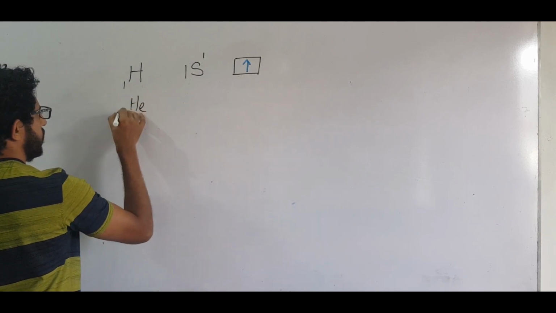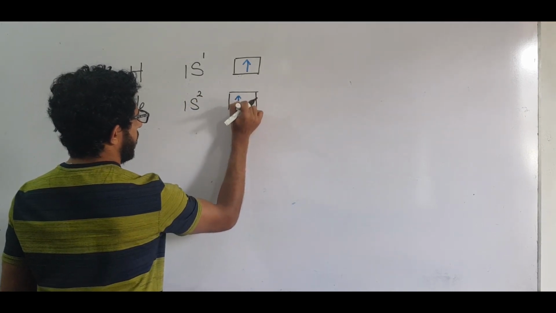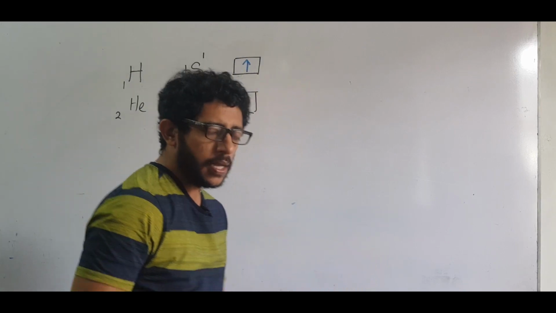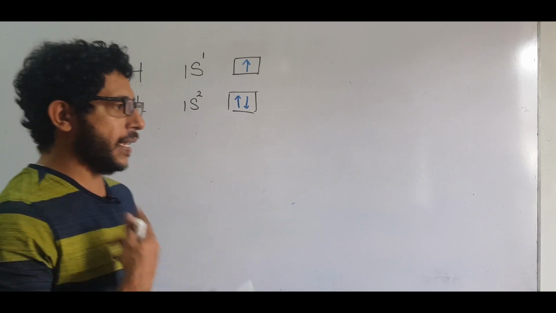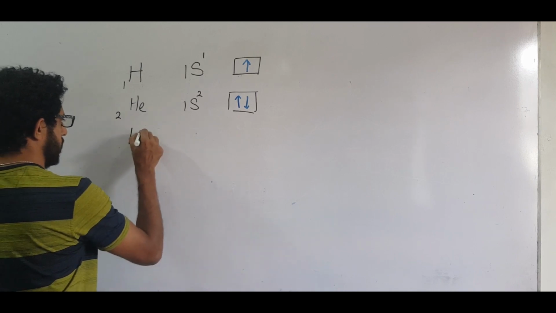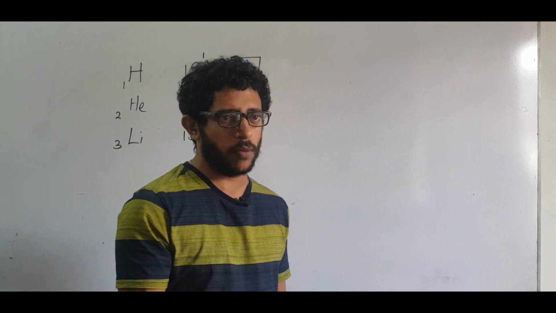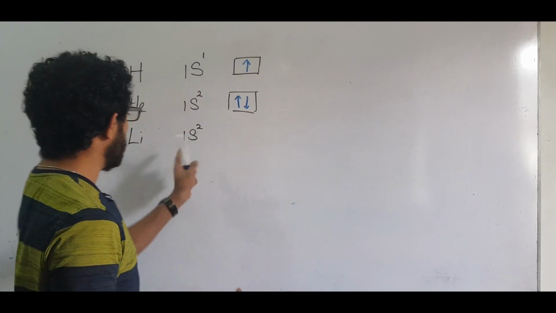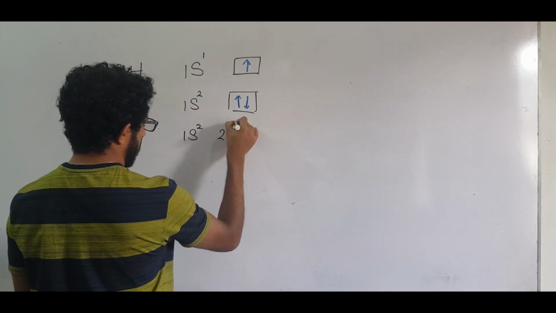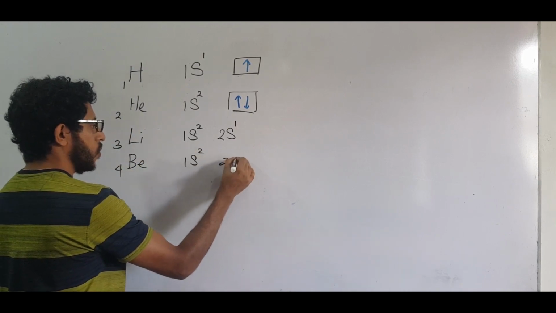Then we will write helium, 2 electrons, 1s2, the same. Because the s subshell has only one orbital, each orbital can have a maximum of 2 electrons, and those spins are parallel and opposite to each other. Then lithium, the third one. So 1s2, you can't write 1s3 because each orbital can have a maximum of 2. So after 1s is completed, according to the Aufbau principle, it should be 2s, 2s1. Then beryllium, the fourth one, 1s2, 2s2.